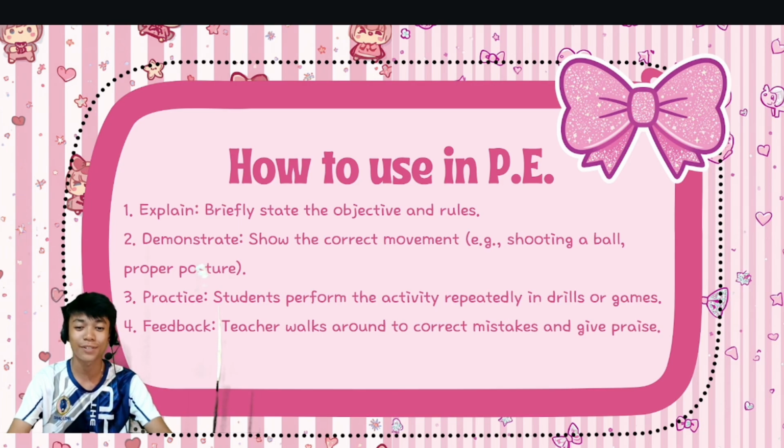So, yes, first, briefly state the objective and rules. The teacher will first state the objective or the goals of the lesson, like, for example, shooting a ball. Then she will let the students practice. The students will perform the activity repeatedly in drills or games. And lastly, the teacher will give feedback to students. For example, when the students are doing the skills, he or she will correct the mistakes or give praise to the students while observing the students' performance.